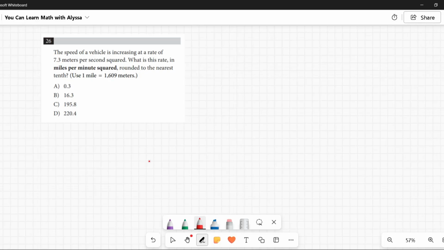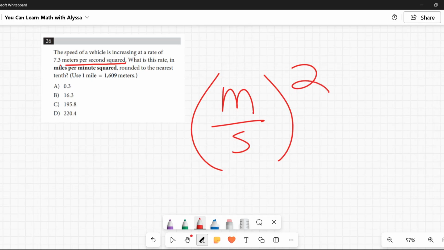Now there's an aspect in this that I think can be a little confusing. When it says meters per second squared, this does not mean meters per second, squared. It means meters per second per second.